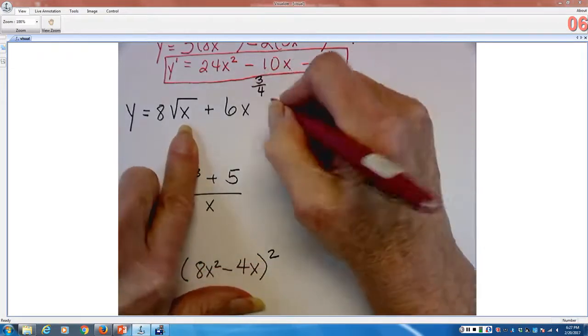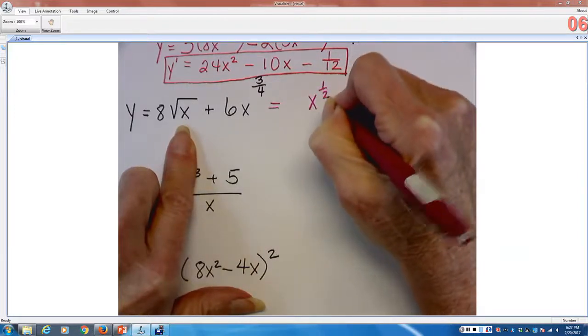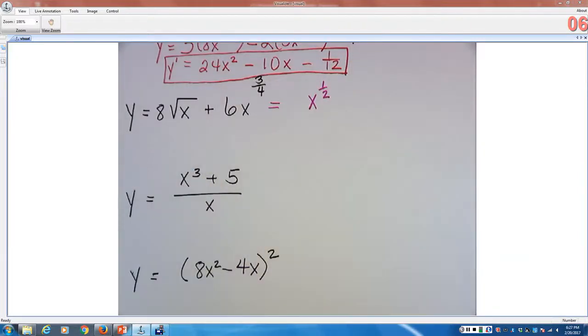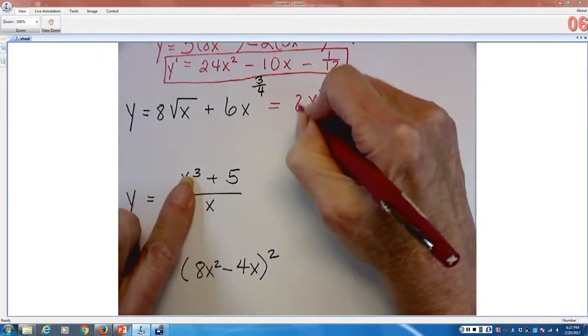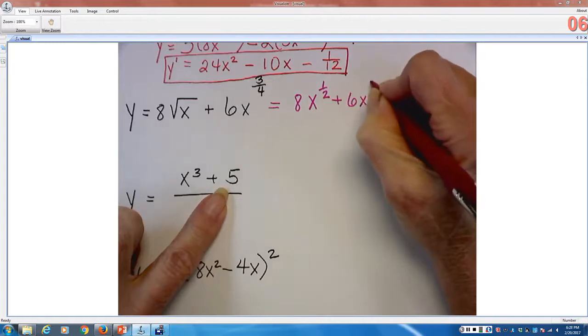So what we do is we change the square root of x into x to the 1/2 power. Anytime you've got a radical, that's always going to be a fraction power. So this is going to be 8 times x to the 1/2 power plus 6x to the 3/4 power.